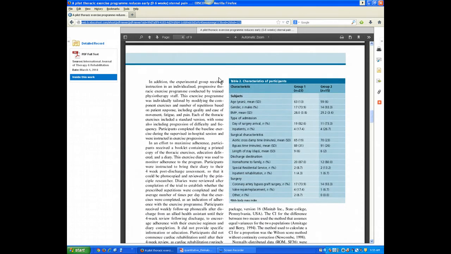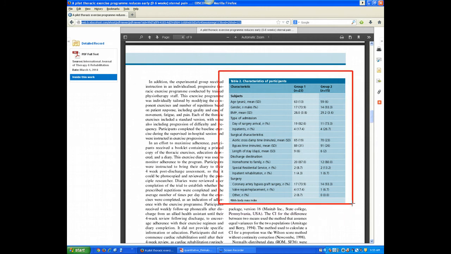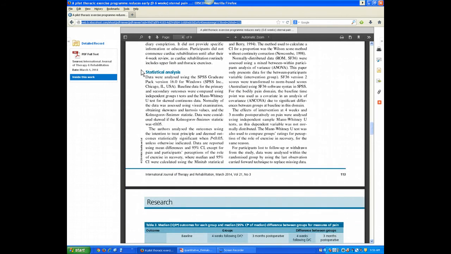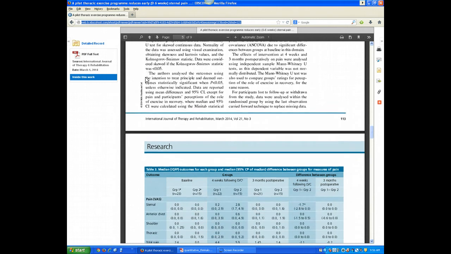And as we continue to scroll, we also see some tables that compare numeric data, results for different components for group 1 and group 2. As I continue to scroll, I see the word statistical analysis. That's at the core of quantitative studies. They're based on statistical analysis of numeric data that comes from the experiment. So that's another good indication that what we're looking at is a quantitative study.